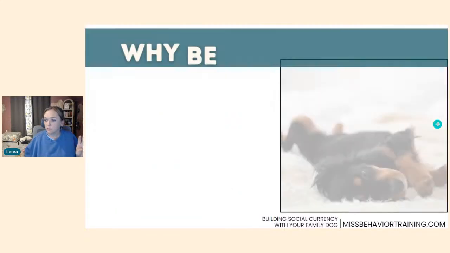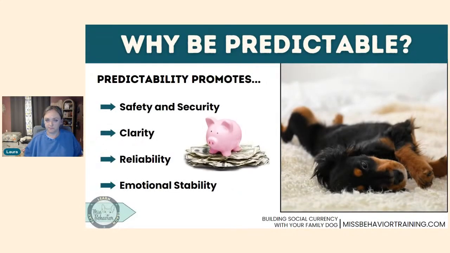Okay. So predictability. Why be predictable? Okay. Just a little summary. Predictability promotes safety and security, which is huge for building resilience and social currency. It provides and promotes clarity. Okay. If we're clear with our dogs about what's going to happen or what's going on, then that's going to put some money in the bank. Okay. It offers reliability. They can rely on us to be predictable, right? They can rely on us to do the same thing the same way most of the time.